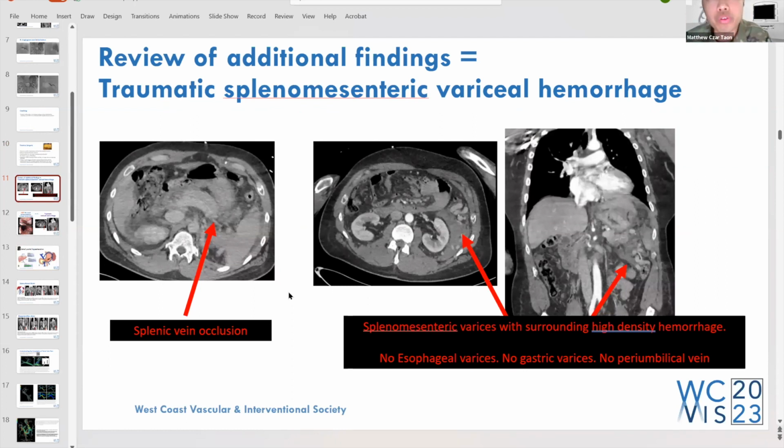So we took a very careful look at his imaging again, and we identified all these varices are present overlying the spleen. The spleen has diffuse injury. This is highly concerning for a traumatic splenomesenteric variceal hemorrhage, traumatic hemorrhage.